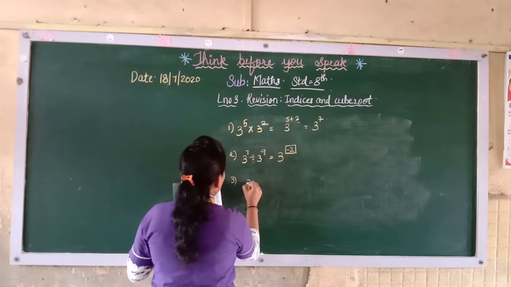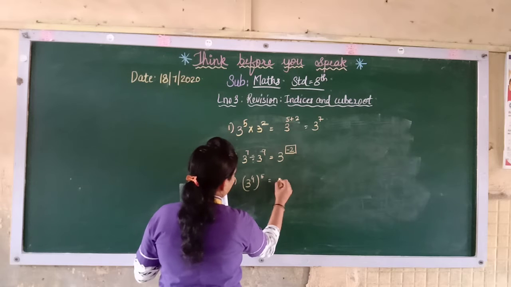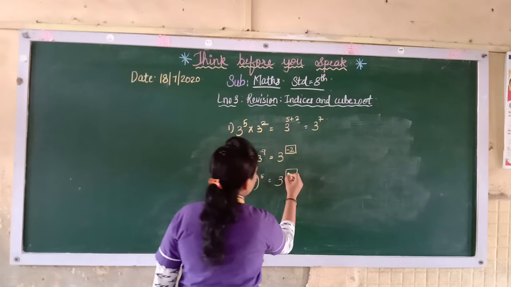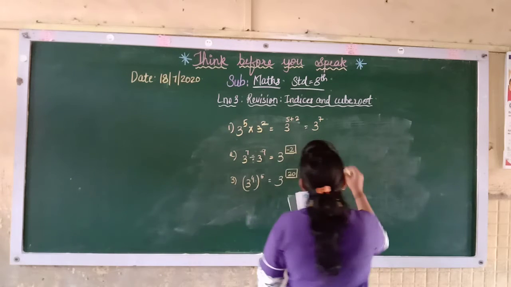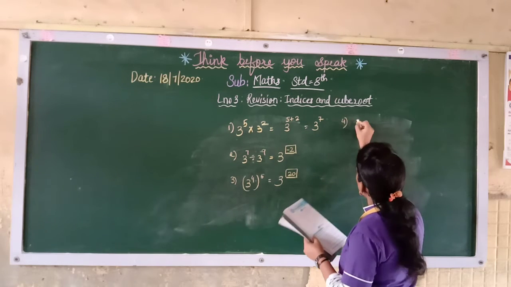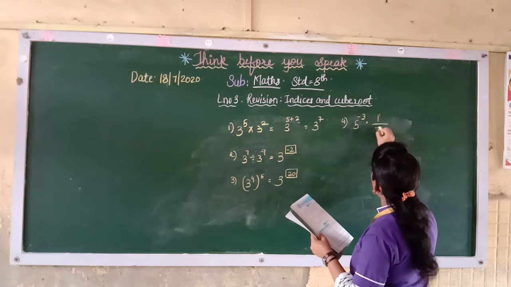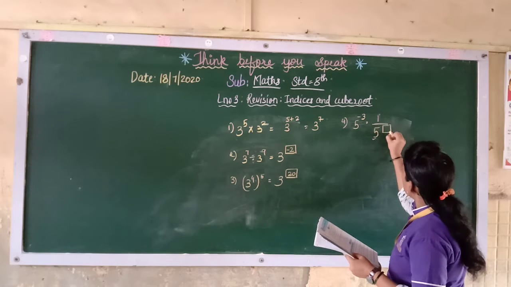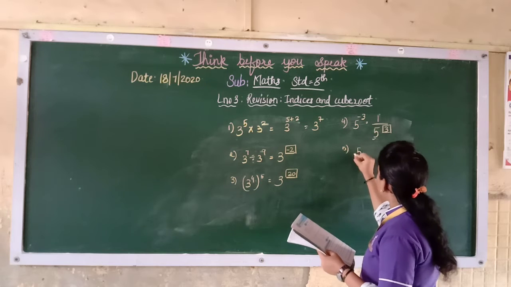Third one, 3 raised to 4 and outside it is 5. So here you have to multiply. 4 fives, it will become 20. Then next you have 5 raised to minus 3. So here they have taken the reciprocal, 1 upon. So this minus 3 will actually become plus 3. Then the fifth one, 5 raised to 0.